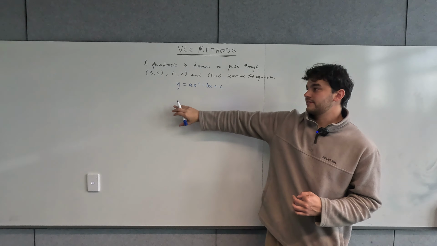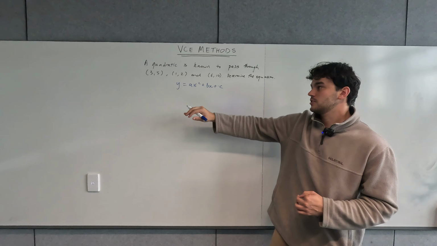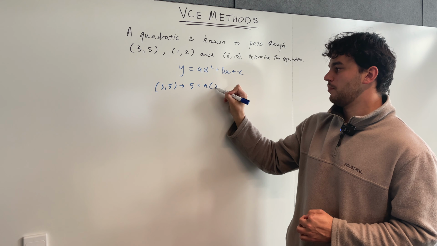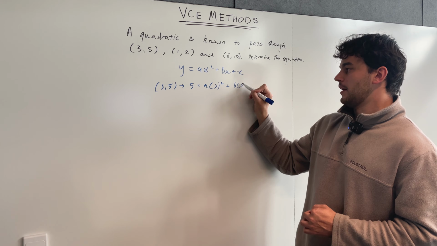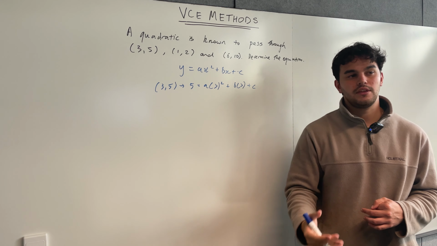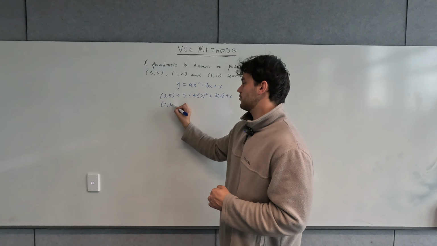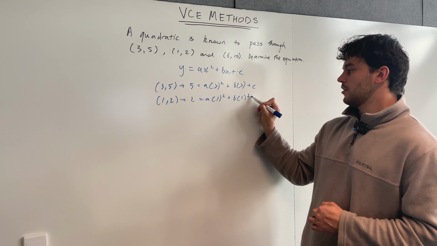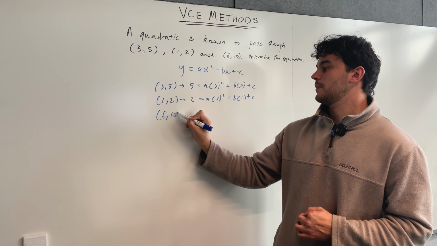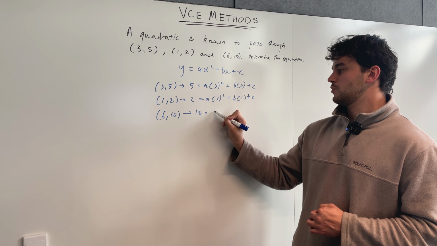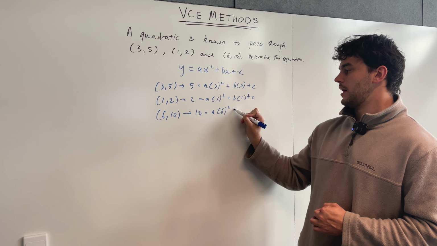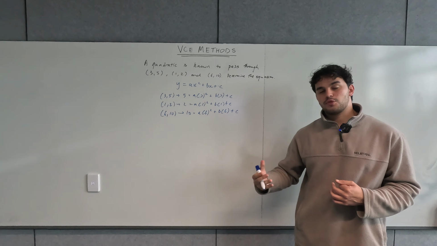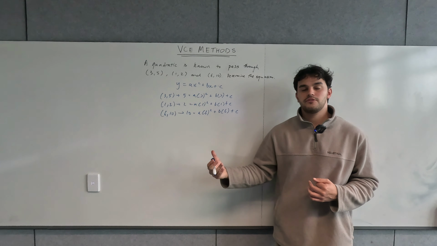So what we do is we set up 3 equations with our 3 pieces of information. The first one is going to be (3, 5). What I do is I say 5 is equal to a multiplied by 3 squared plus b multiplied by 3 plus c. And we do exactly the same thing for our other 2 coordinates as well. So we have (1, 2). We'll say 2 is equal to a multiplied by 1 squared plus b multiplied by 1 plus c. And then we do it for our last point, (6, 10): 10 is equal to a multiplied by 6 squared plus b multiplied by 6 plus c. And what you can see is that we've now created 3 equations with 3 unknowns in total.